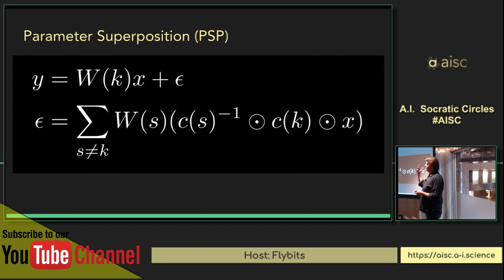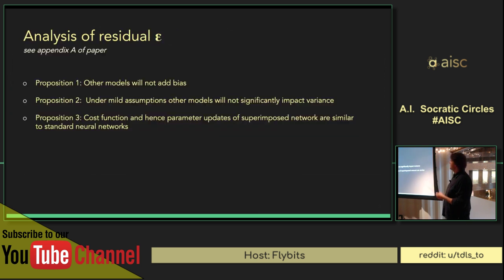So this is what you get. When you do the retrieval using a context vector, you're going to get the weights that you want, indexed by K, plus that epsilon error. Perhaps we'll get back to that, but the analysis that they do, in Appendix A, is that it doesn't add bias. They show this through the math. Under mild assumptions, the variance doesn't have a significant impact, and the cost function and the training is very similar to if you were not using superposition. So that's the main take-home message for this.